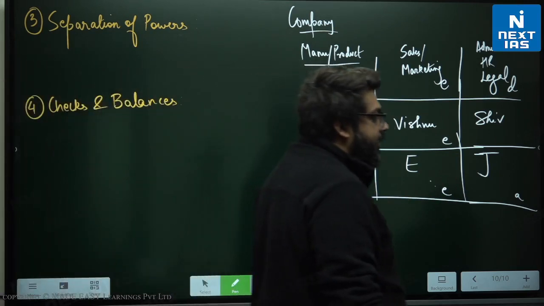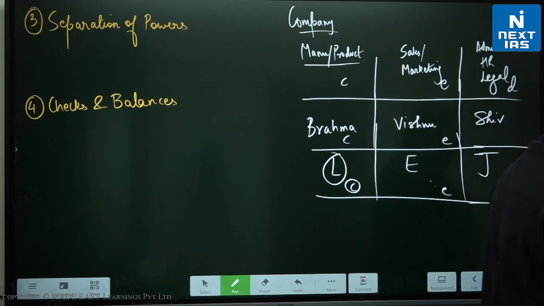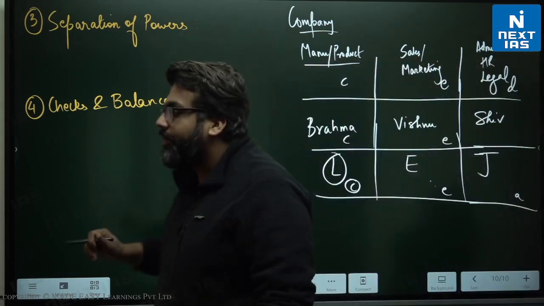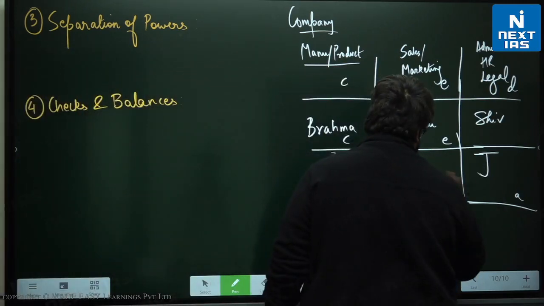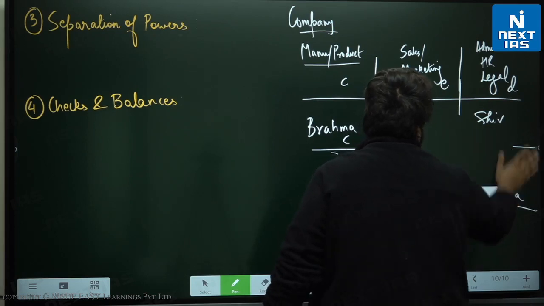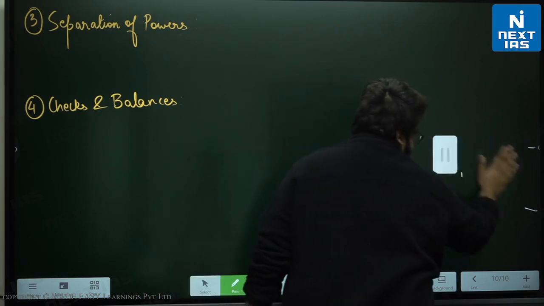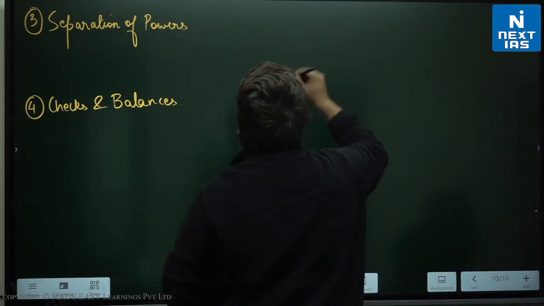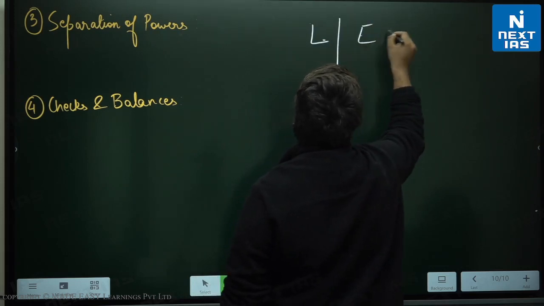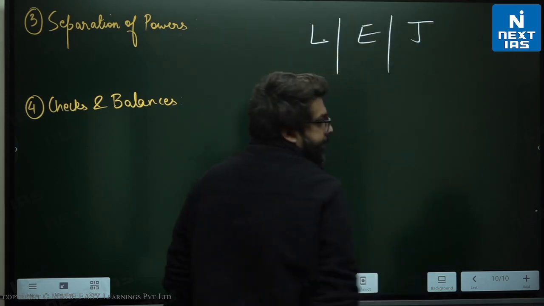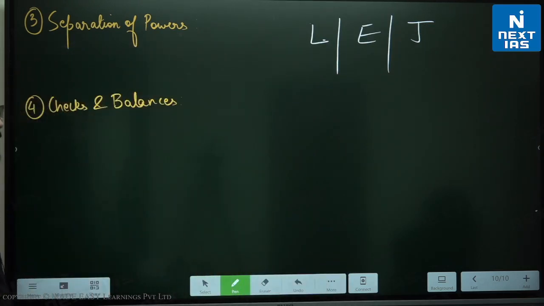This is what is called your origin of separation of powers. So what we are going to now be talking largely about is legislature, executive and judiciary. Okay. So separation of powers means L, E and J. Now, that is the first concept we've understood.